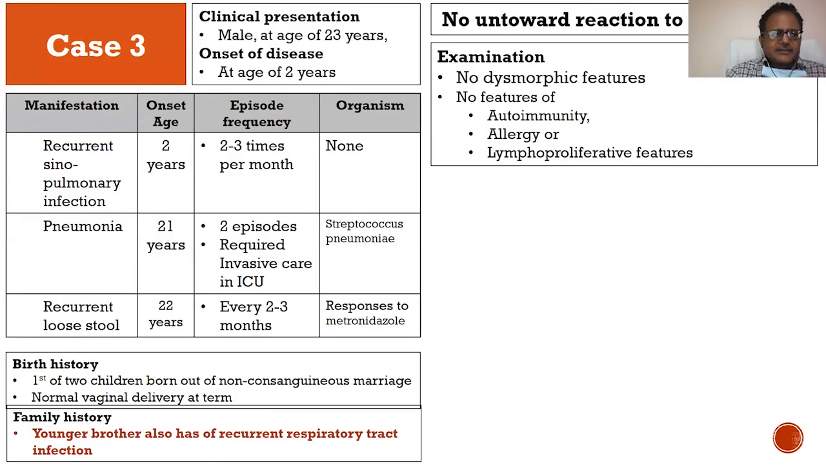Another one is a male of 23 years. The disease onset was at 2 years. Again, recurrent sinopulmonary infections, pneumonias, and recurrent loose stools, due to various organisms, and he used to respond to antibiotics. As usual, the birth history was normal, but he had a younger brother who had recurrent respiratory tract infections, undiagnosed, and both of them did not have any untoward reaction to vaccinations. This person also did not have any dysmorphic features, no autoimmunity, allergy, or lymphoproliferative disorders.